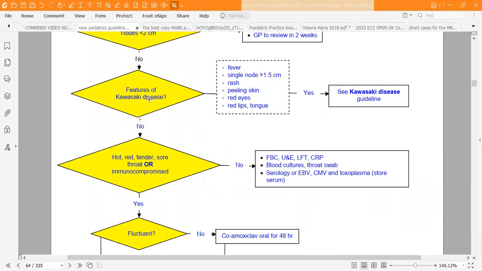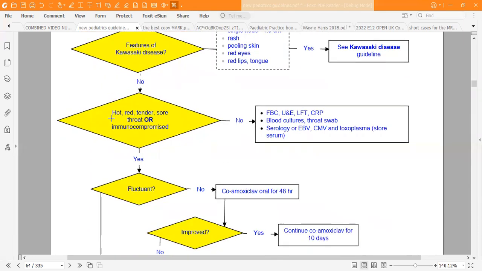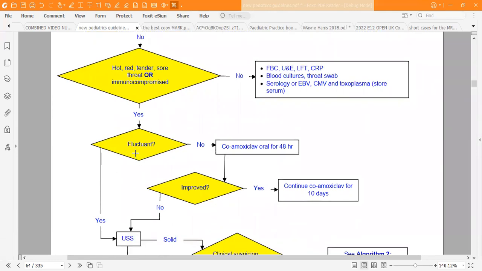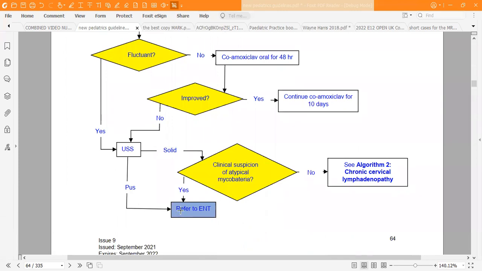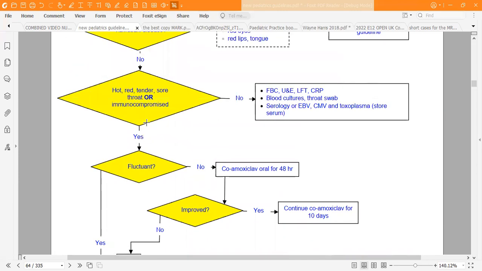If it wasn't Kawasaki disease, but the lymph nodes are hot, red, tender, with sore throat or immunocompromised. If yes, and the lymph nodes are fluctuant, you do the fluctuation test and you find that it's fluctuant. If yes, you go for an ultrasound scan to confirm there's an abscess in there. If there's pus, you refer to ENT for evacuation.